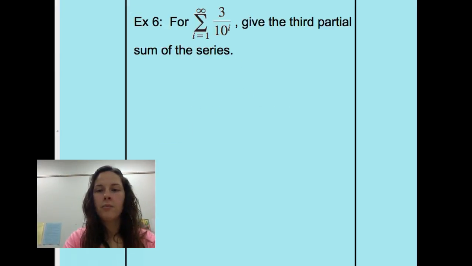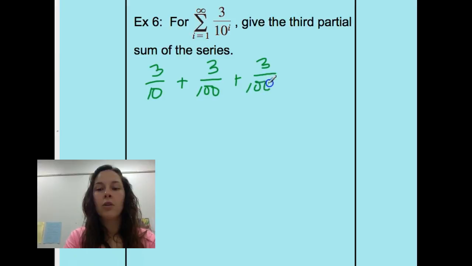And our final example, this one says give the third partial sum. So what that means, if you look at the sigma notation, it tells us to go from 1 to infinity. In a few days, we're going to see how to add an infinite sum. This one, it's just asking for the third partial sum, so that means through the third term. So we're going to find our first term, which is 3 over 10 to the first, plus our second term, which is 3 over 10 squared, or 100, plus our third term, which is 3 over 10 cubed, or 1,000, and we're going to add those together.